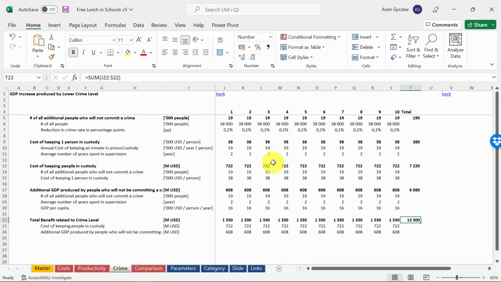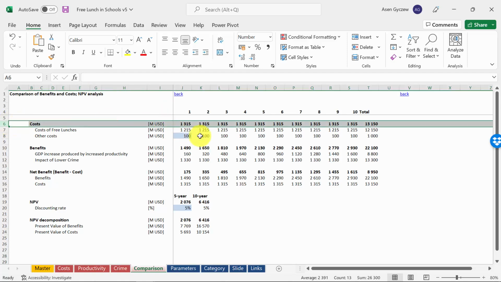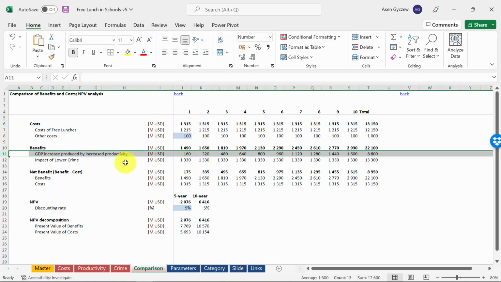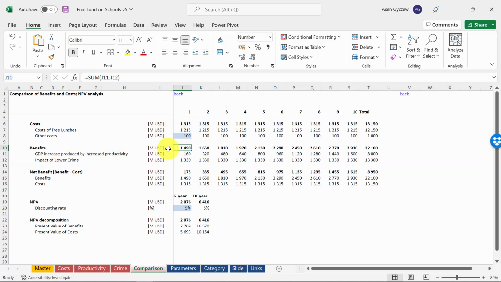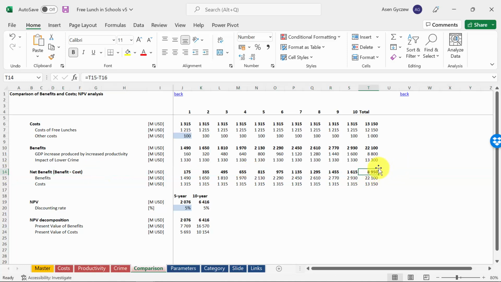As we have mentioned, you have to see whether it makes sense or not, and we do that in the sheet comparison. So the cost is 1.3 billion every year, and as we have mentioned, it will be gradually increasing every year as people join the workforce. The benefit will grow from 1.5 billion to almost 3 billion. And the difference between the benefits and costs is actually positive every year. In total, in nominal values, it's almost 9 billion.